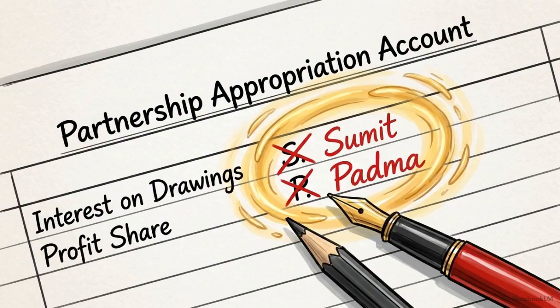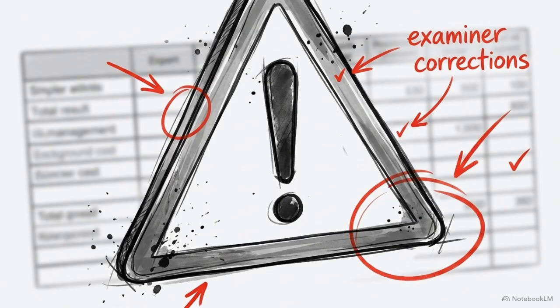Looking closely at these rows, here is your first warning. Initials are completely banned. You must write out the full names for every partner entry, like Sumit and Padma. Otherwise, the examiner will penalize you. The second warning is about placement. Actual raw drawings and current account balances must never be placed inside the appropriation account.